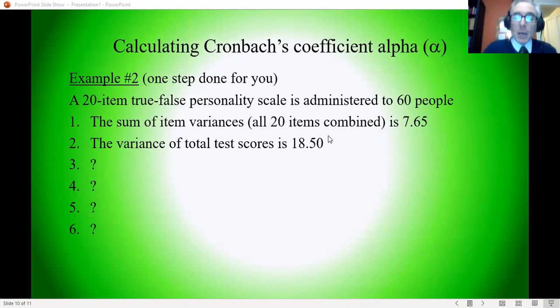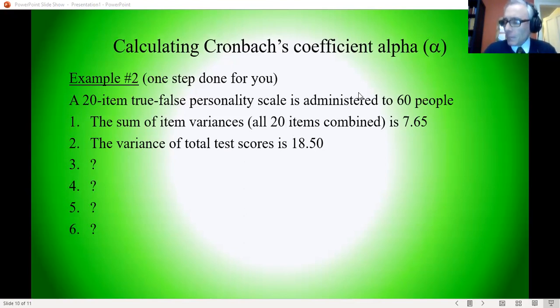The variance of total test scores is 18.5. So that would be in the denominator there. And of course, K is 20. So if you can, try to set that up on your little piece of scratch paper there. Having your handy dandy calculator would be a very good idea, because dividing 7.65 by 18.5 is a bit of a nuisance.